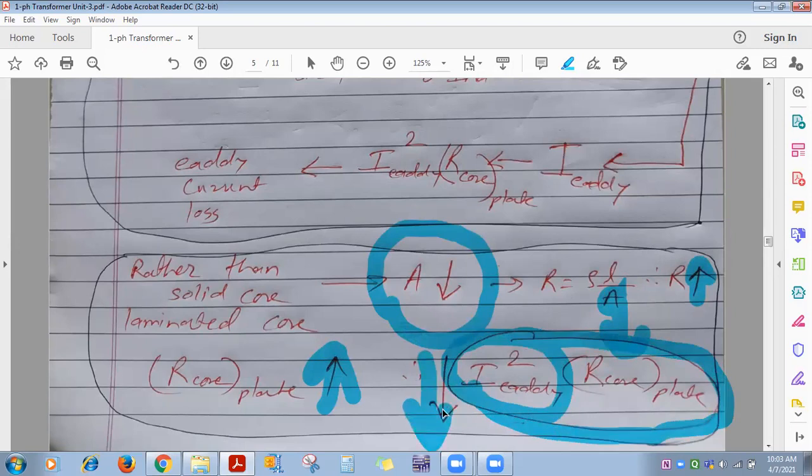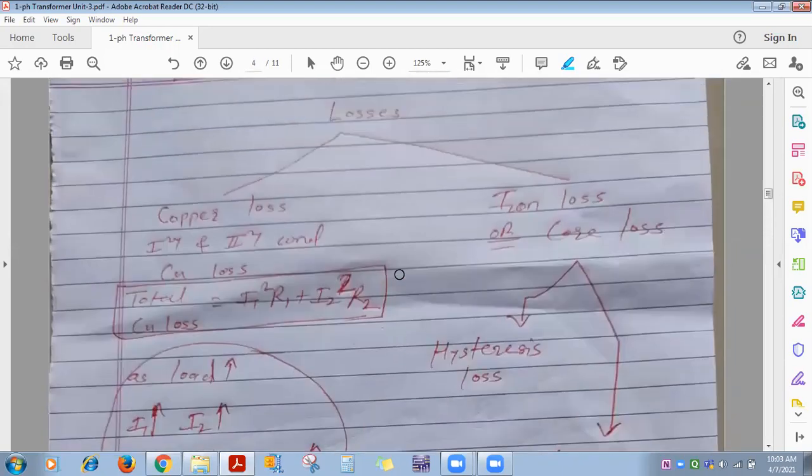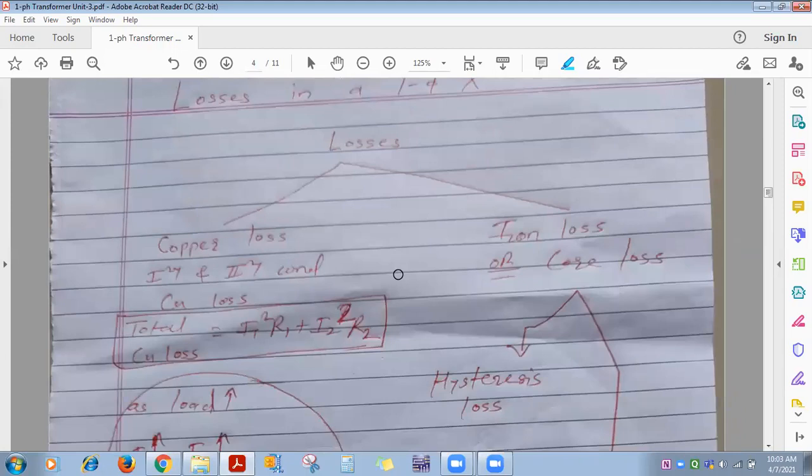What is the conclusion? If you minimize the area by using laminated core, eddy current loss will be less. And that's why, how to minimize eddy current loss? Rather than using solid core, use the laminated core. Clear up to this to everyone? Any difficulty with this? Yes, please.